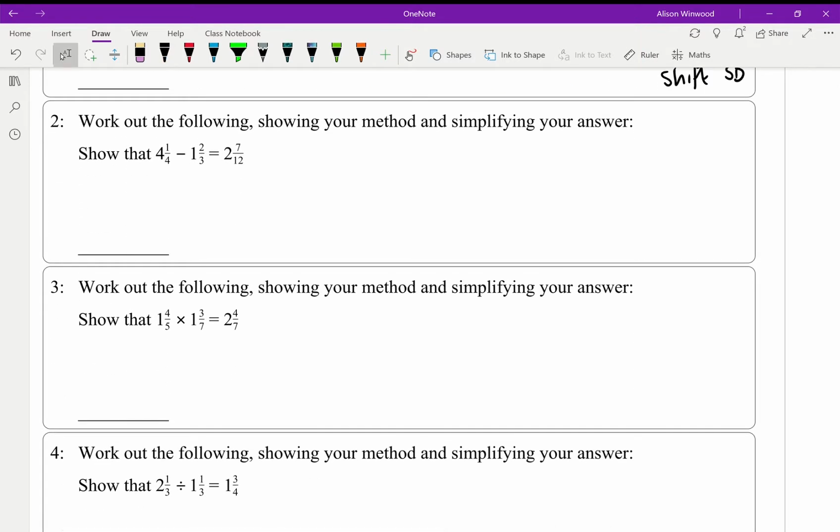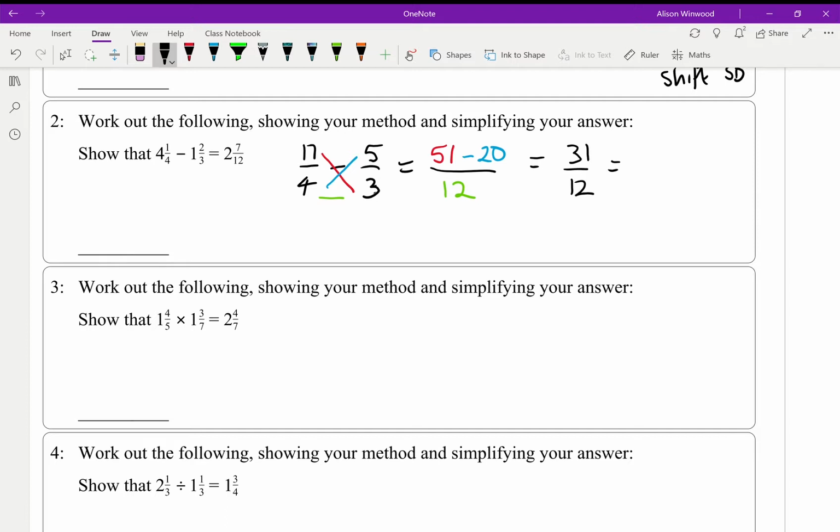So the subtraction works the same way. Change to improper, so we get 17/4, subtract 5/3. Cross multiply, straight multiply, and then do the calculation. 51 subtract 20 is 31/12. Shift SD converts it to 2 7/12.